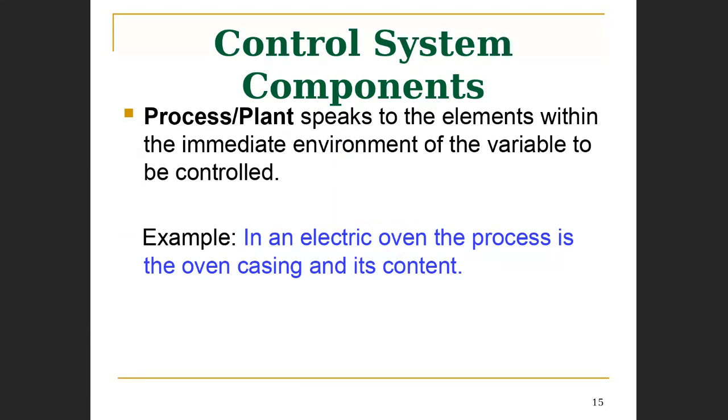Now, the term process or plant, you could use any term. They're both the same in terms of control systems. We're speaking here of the environment or the elements within the immediate environment of the variable being controlled. Now, this might not be so clear to interpret or appreciate, but let us go to the scenario of the air conditioner.